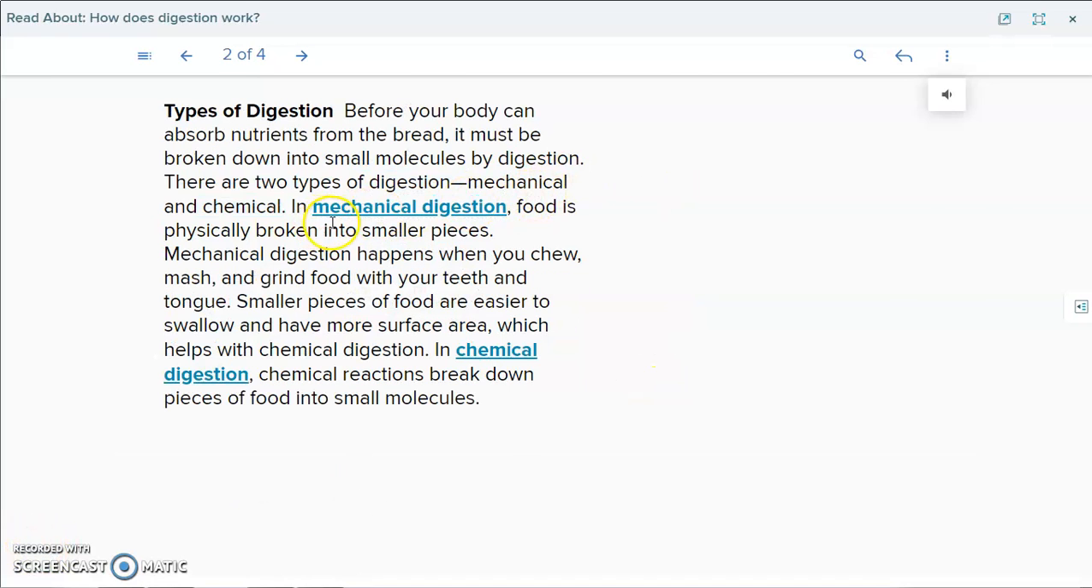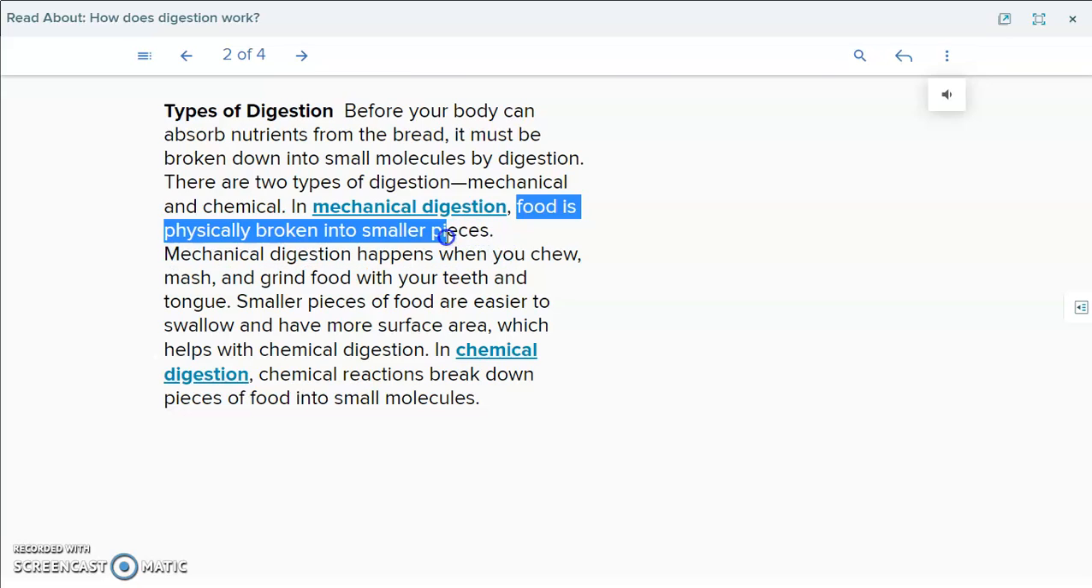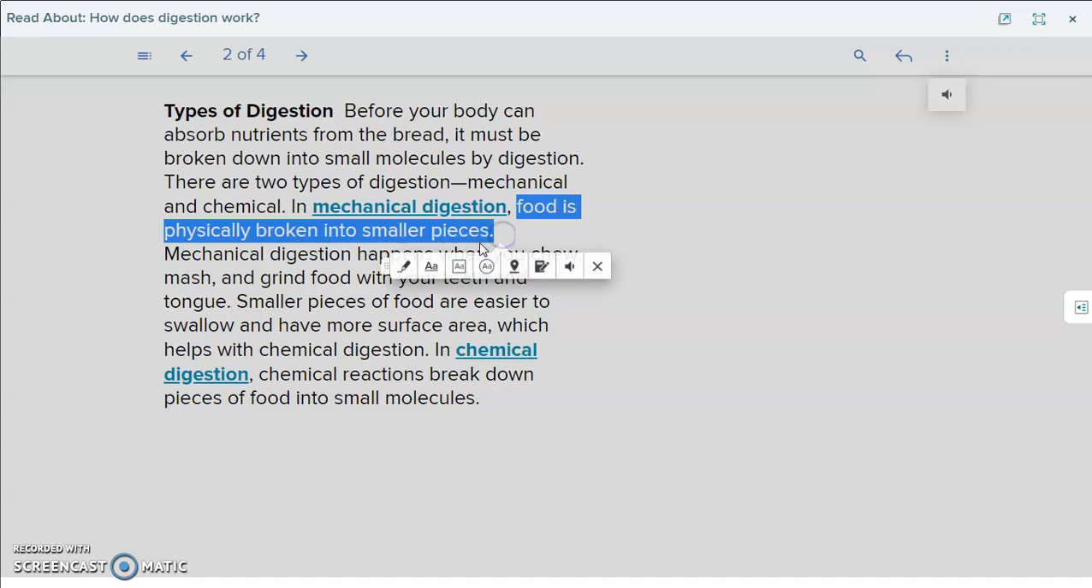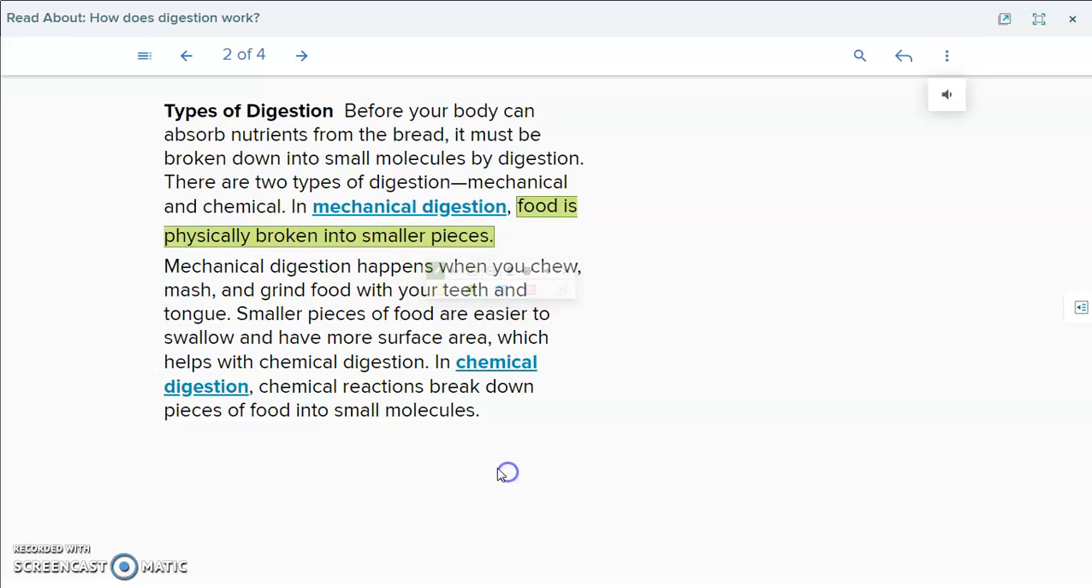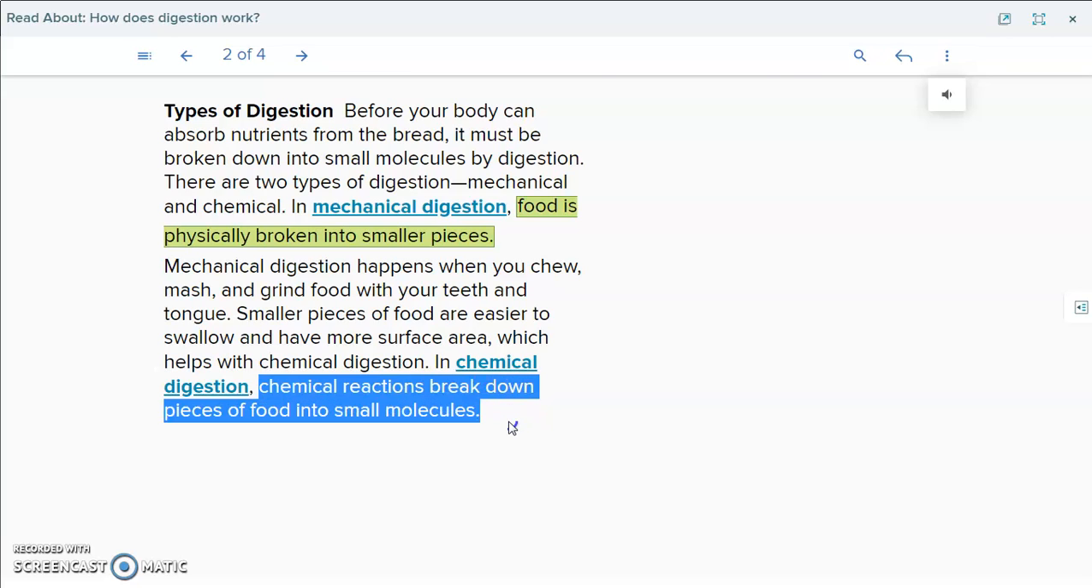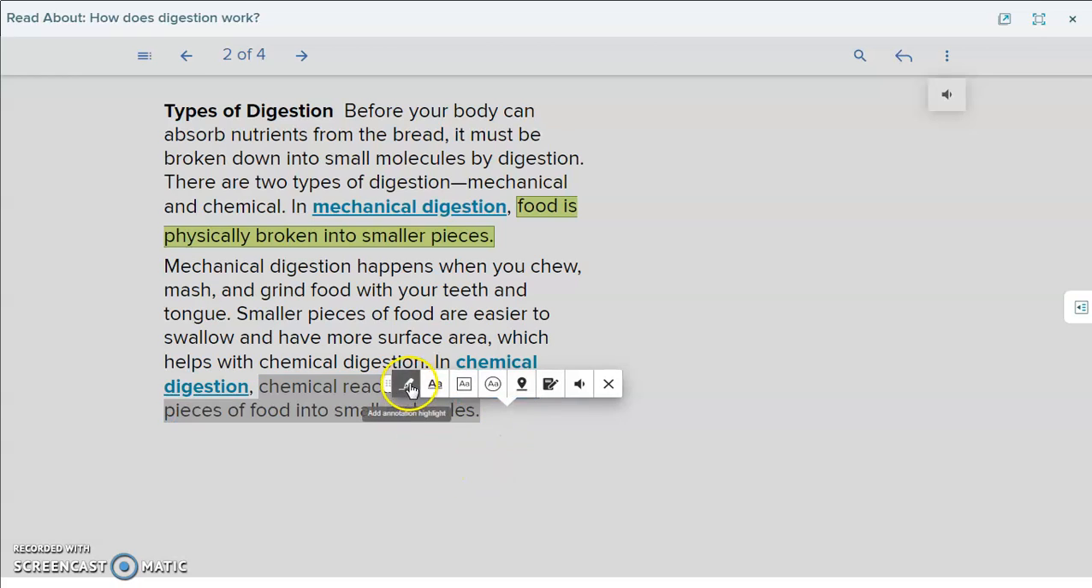Here, the definition of mechanical digestion: food is physically broken into smaller pieces. Please, this one, highlight it. Then, after that, the chemical digestion. It is a chemical reaction to break down pieces of food into smaller molecules.